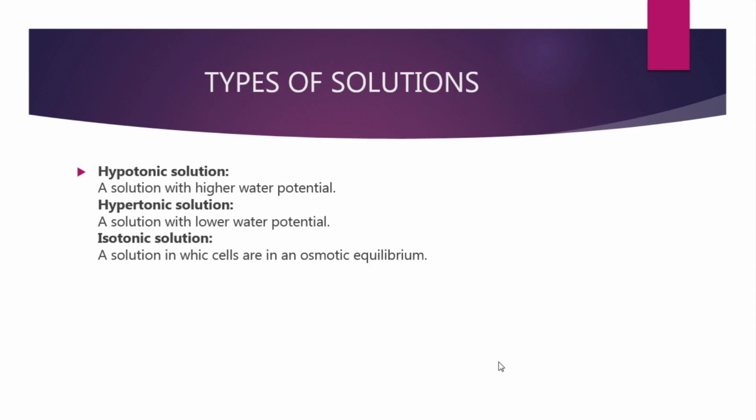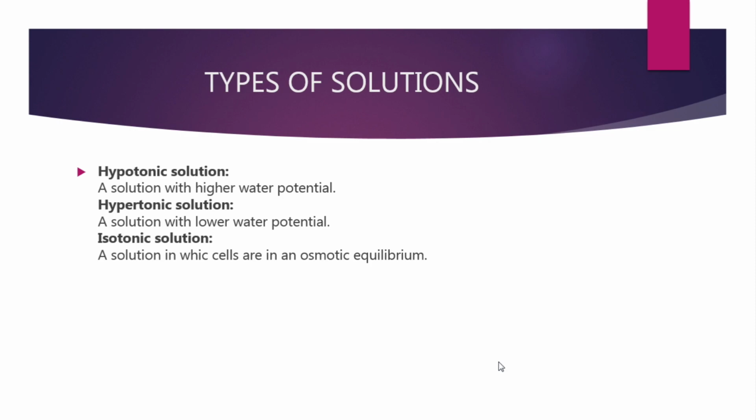And now let's move on to our types of solutions. Our first type of solution is the hypotonic solution. It is a solution with a high water potential, which means if you place a cell inside a hypotonic solution, the cell will absorb water. If it's a plant cell, it will become turgid, which we will study further on. Currently you just need to know that if a cell is placed in a hypotonic solution, the cell will absorb water and the cell will expand.